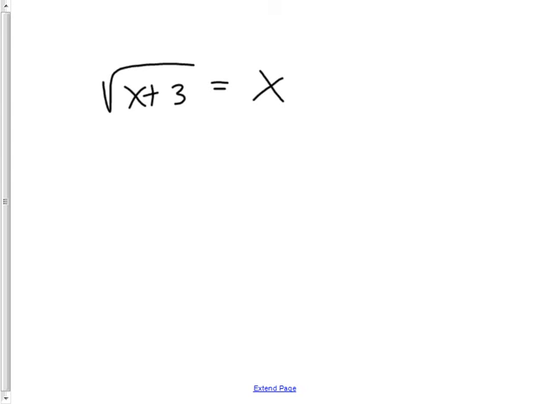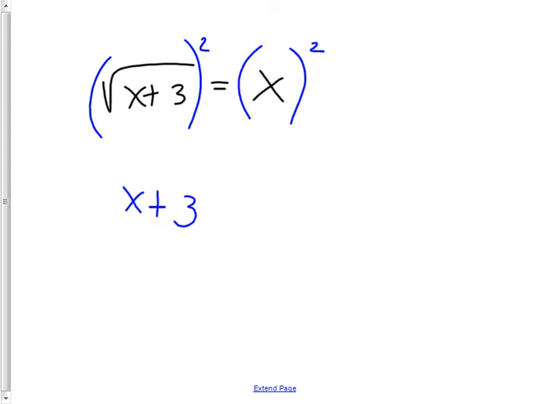You square the x that you're working with. If you do something on one side, you got to do it to the other side. You square both sides. Why? Because that gets the square root out of there, and then you'll have something more normal. x plus 3, because squared and square root just cancel each other out, see?